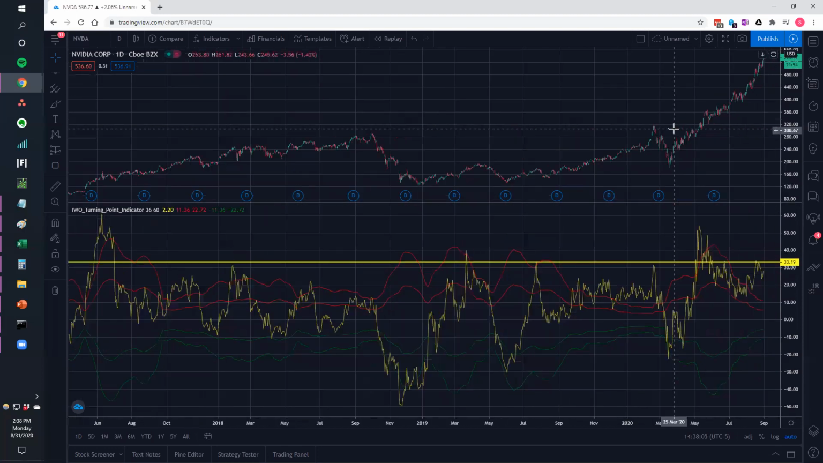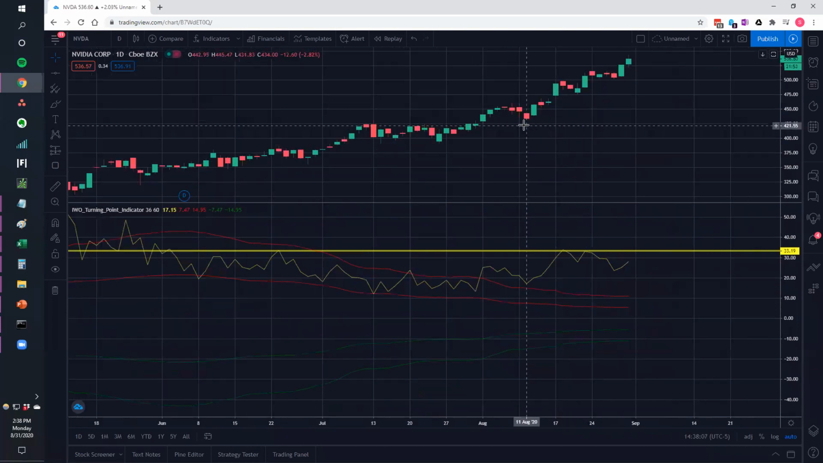Okay, so what we can do then is say, well, what was the low on August 11th? And so that's going to be right around, where's the low on this? 431.83.